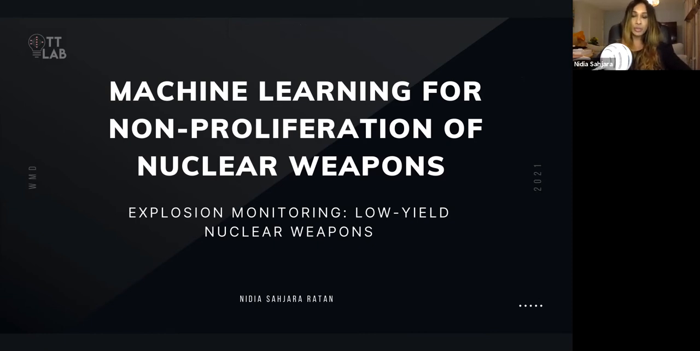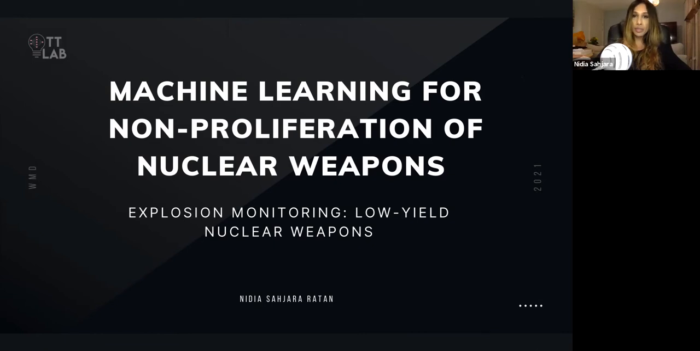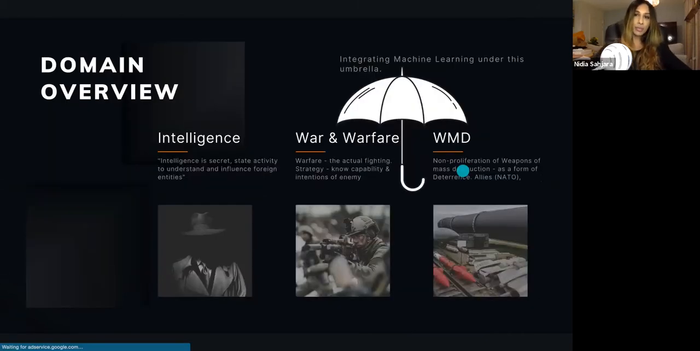The general topic would be trying to use machine learning for the non-proliferation of nuclear weapons. But the focus would be on explosion monitoring for low-yield nuclear weapons. So just a bit of background. What we're trying to do is look at a few different fields that are generally linked together by, like, picture an umbrella, and we're integrating machine learning into this umbrella.